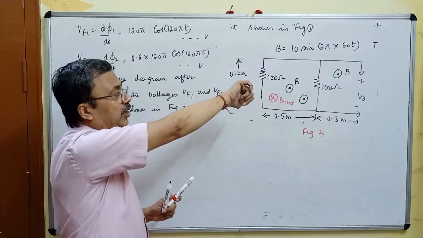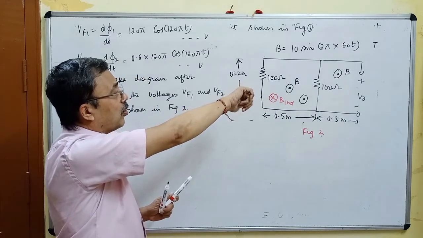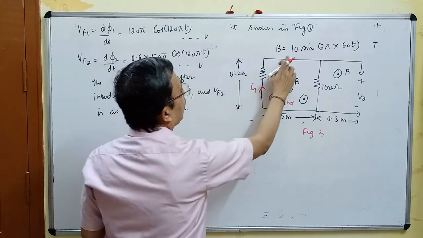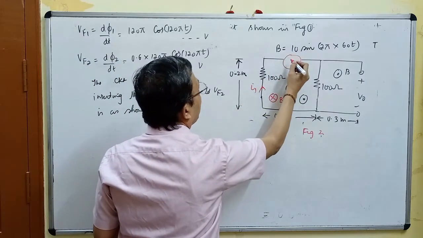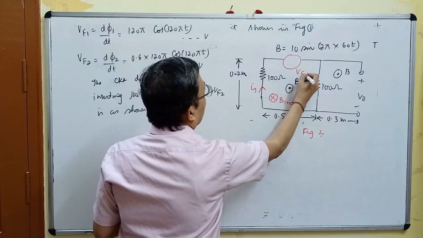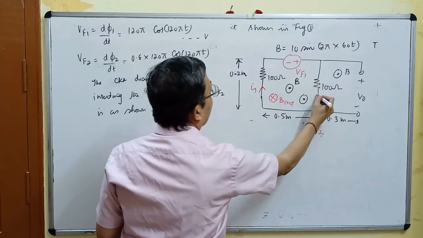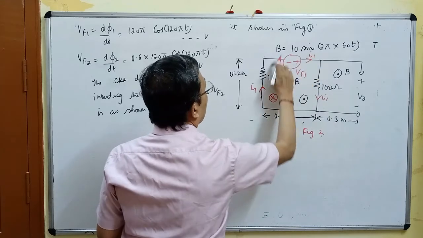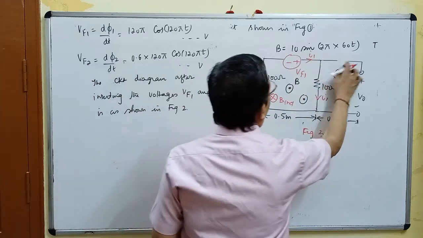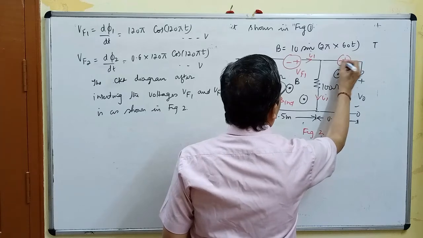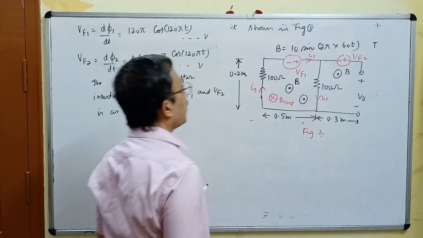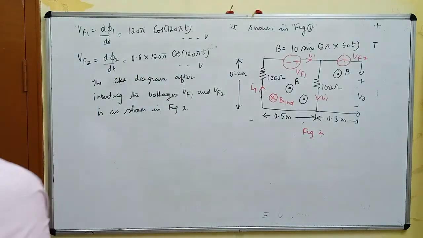The current, my fingers are closing in which direction? Clockwise. Therefore the current I1 should flow clockwise. Therefore what should be the polarity of Vf1? This should be plus, this should be minus. This current is again I1. So this is the current I1 circulated by Vf1. This is Vf2. Vf2 does not circulate a current because of the open circuit over here. So what is Vf1?